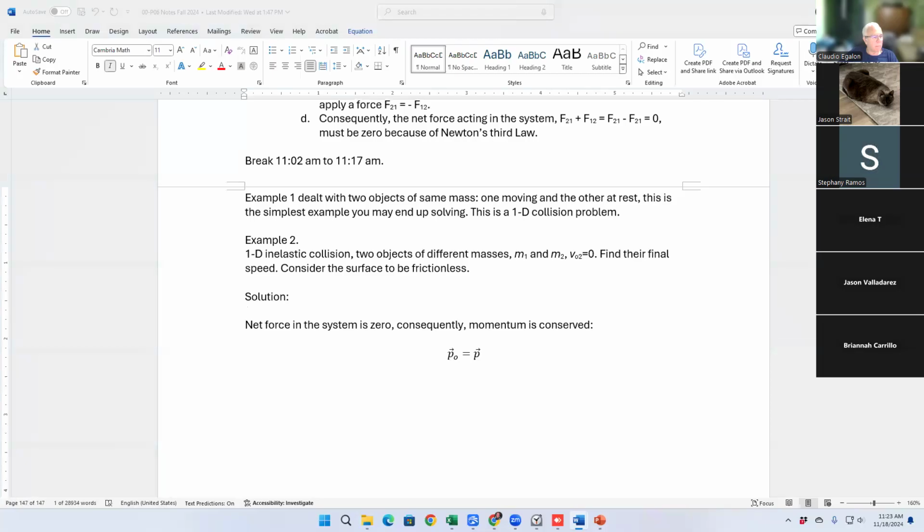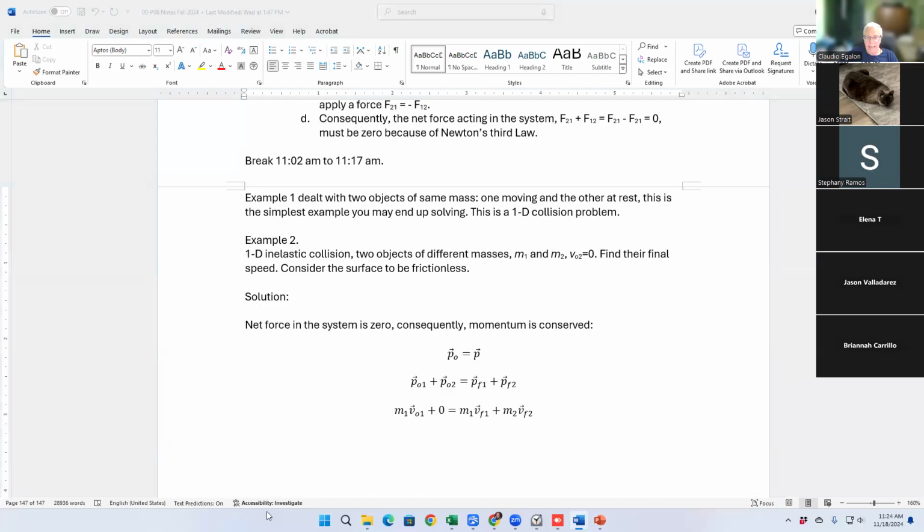Initial momentum can be broken down into initial momentum of 1 plus initial momentum of 2. Don't forget, this is a one-dimensional problem. Final momentum can be broken down into final momentum of 1 plus final momentum of 2. Initial momentum of 2 is 0 because number 2 is initially at rest.